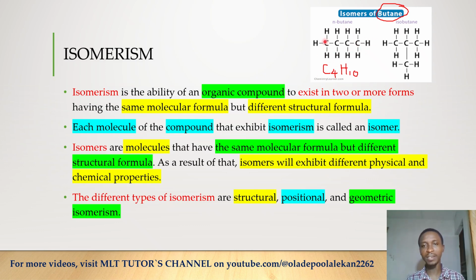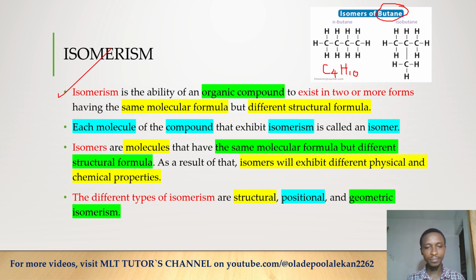While the structural formula of this is a straight linear carbon chain, which is normal butane, the structural formula of this is a branched carbon chain, which is 2-methylpropane, which is another isomer of butane with another structural formula. So with this, I hope what isomerism is now clear to us. Simply, it is an organic compound like butane existing in two forms, having the same molecular formula but different structural formula.